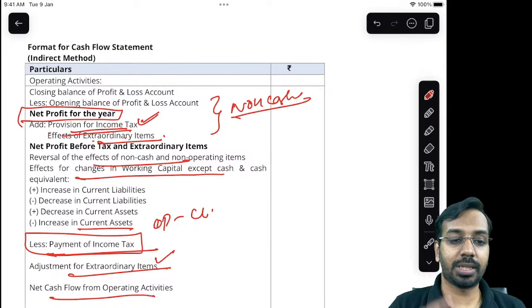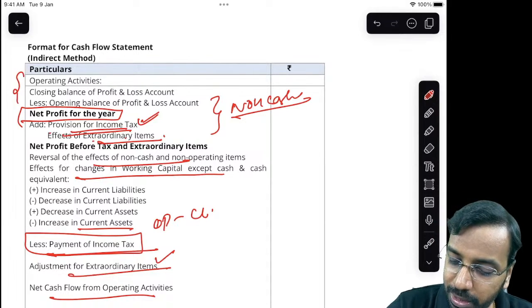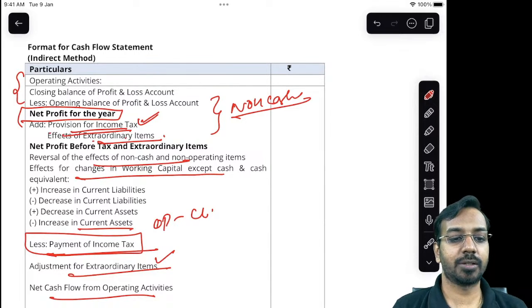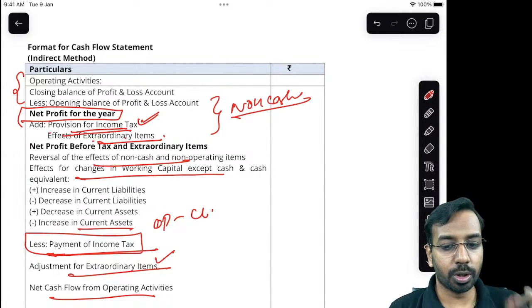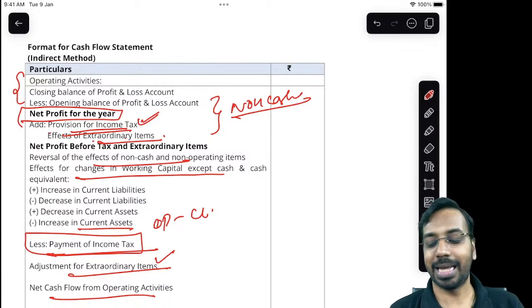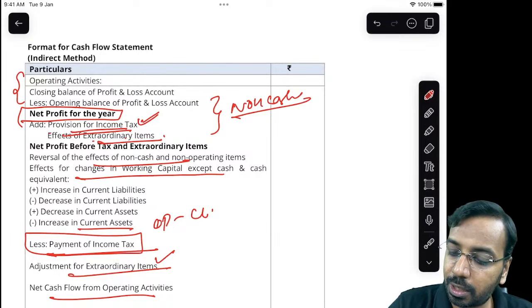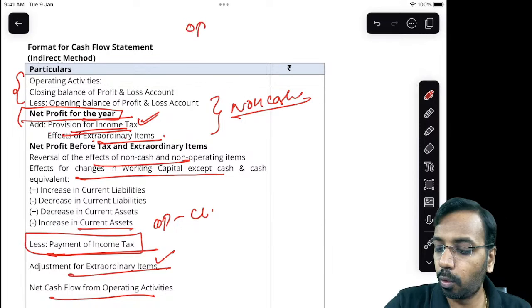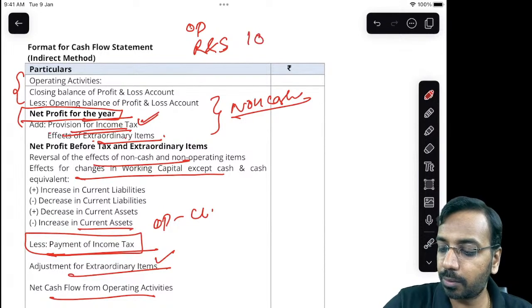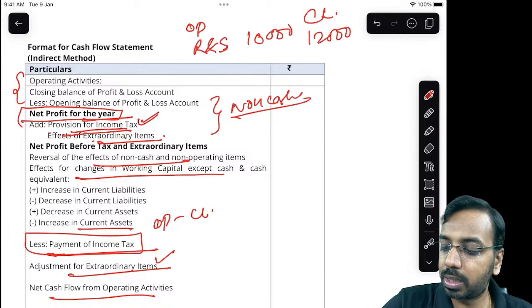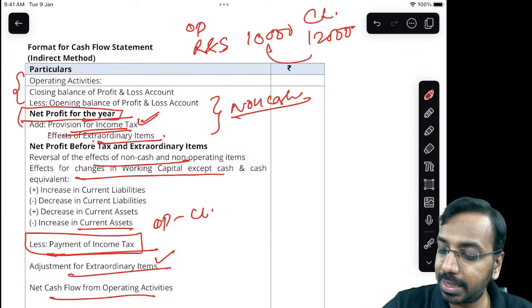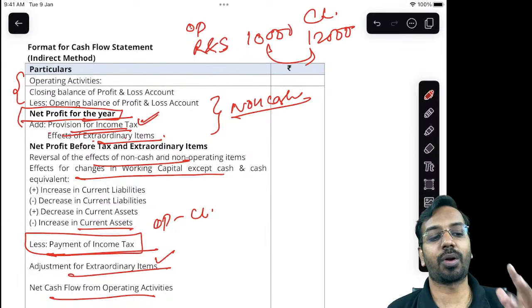Now here, two or three things. Sir, why are we doing this opening minus closing? Sometimes the question in the examination does not give us the net profit for the year. They will say opening reserves and surplus 10,000, closing 12,000. So what we can interpret is, from 10,000 to 12,000, 2,000 is the profit earned during the year.